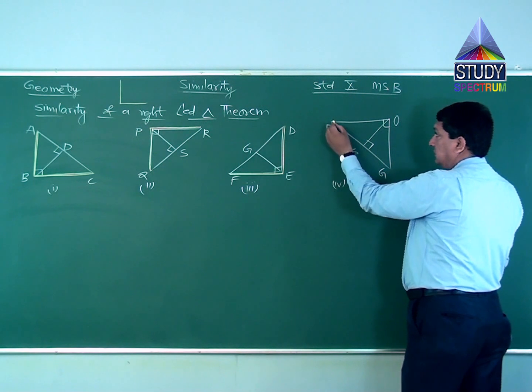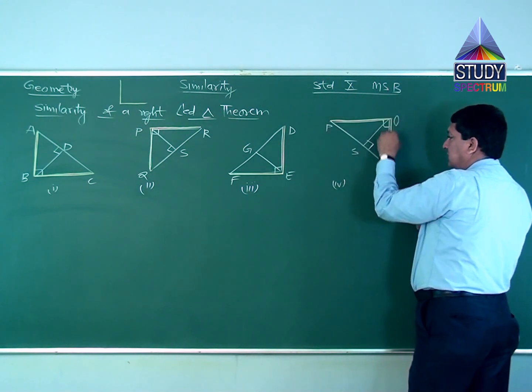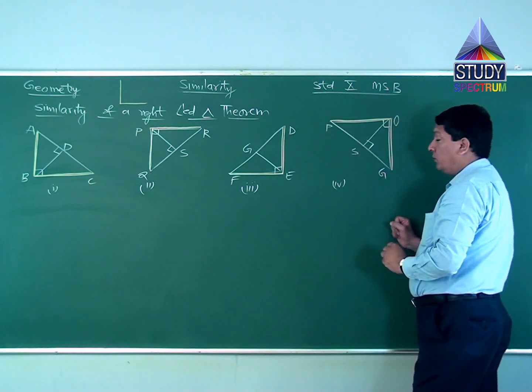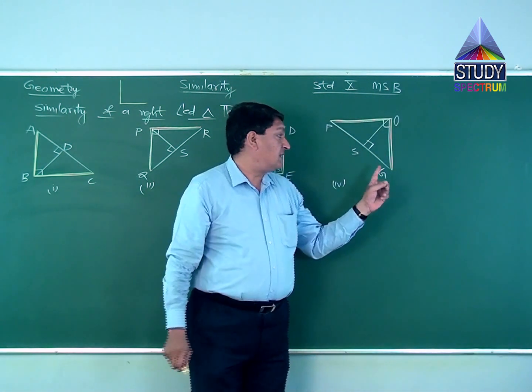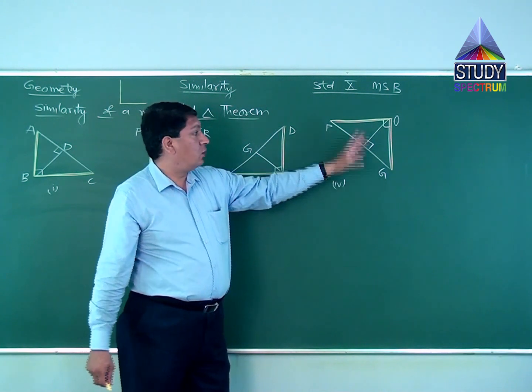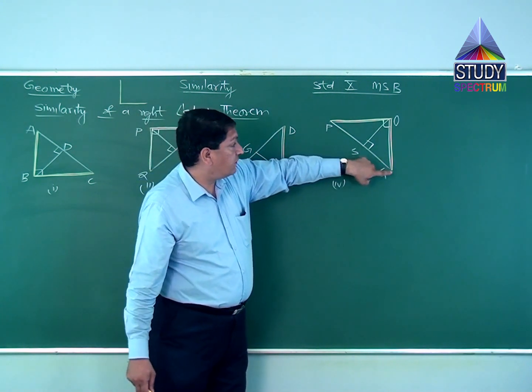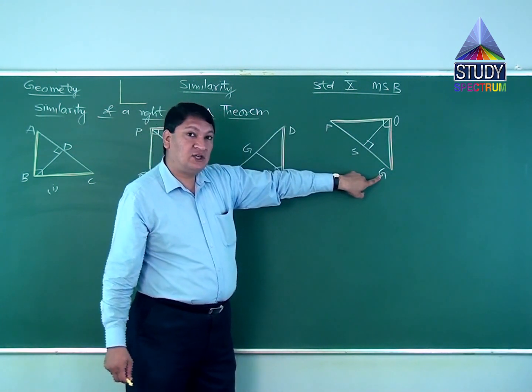In the fourth case, can you guess which vertex will go up? Which vertex will go up? I am very sure you must have guessed it right. Vertex G will go up. To look at this figure as L, vertex G will go up.